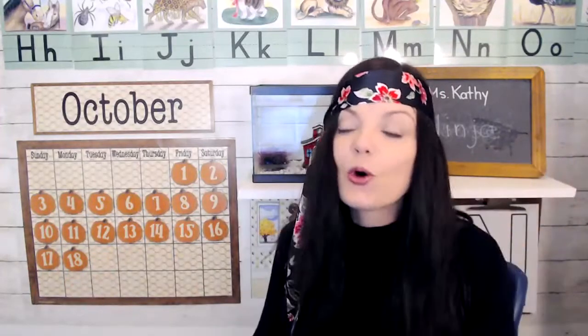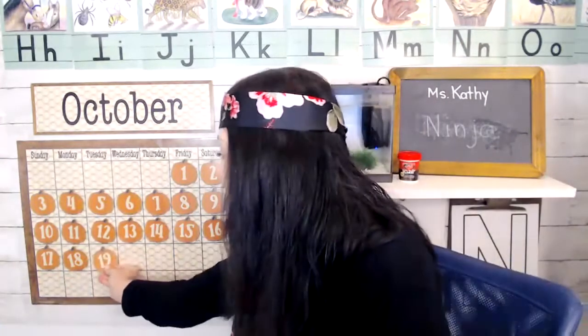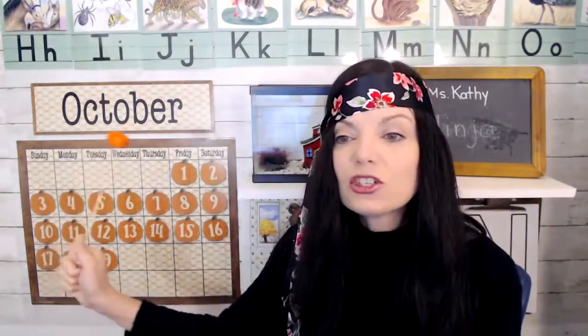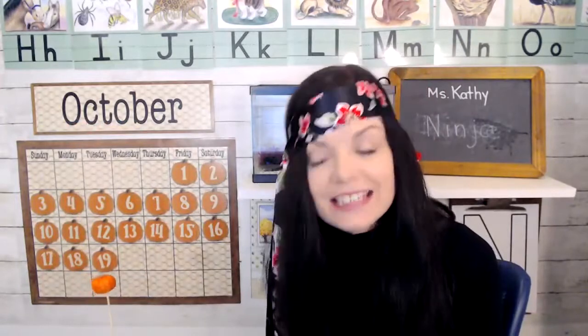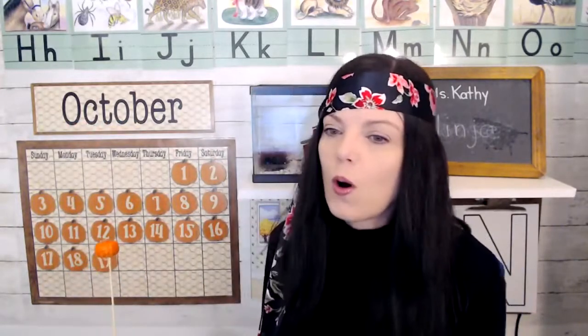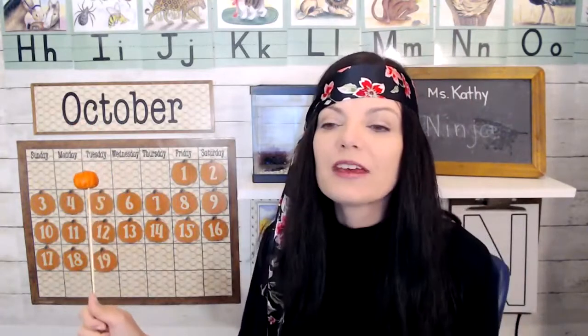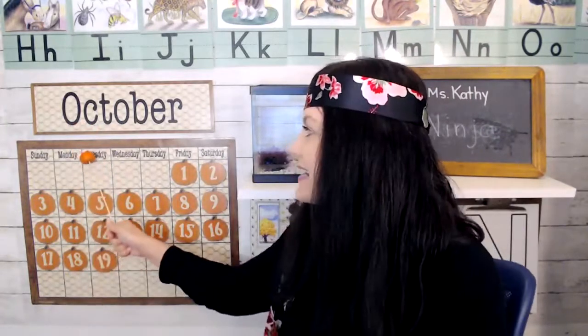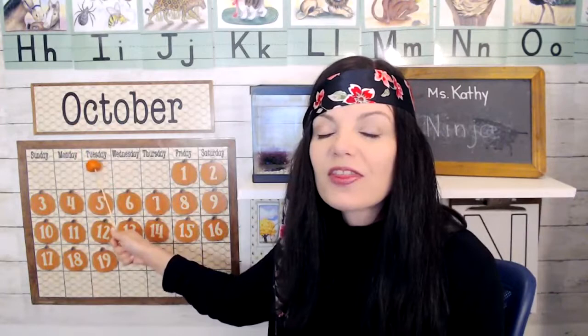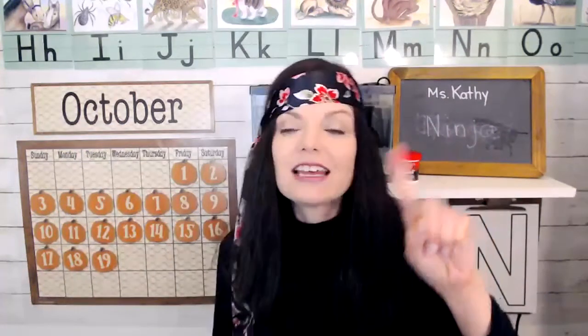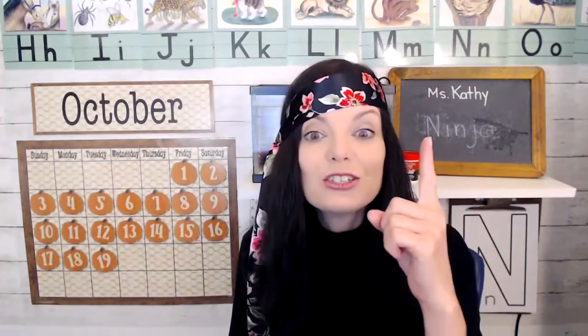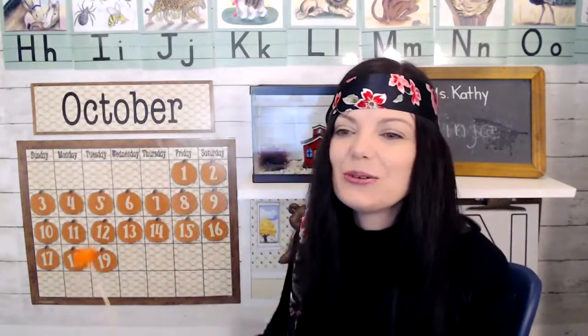Today is October 19th. Can you say that? October 19th. Very good. And if you go all the way up to the top of the calendar, you'll see that today's day of the week starts with the letter T. Letter T says T, like a ticking clock. So what day of the week starts with T? Tuesday. Today is Tuesday.